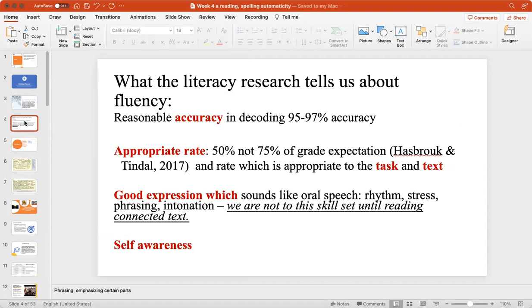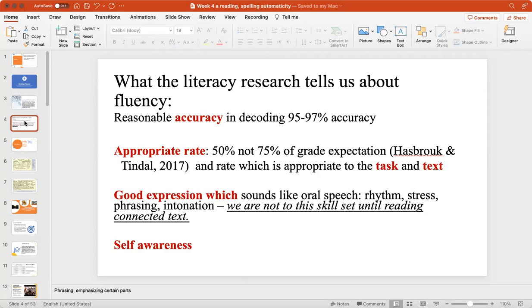So in the research about fluency, what we find is that we want our students to have reasonable accuracy. 95 to 97% accuracy is what is reasonable, and I'm going to show you that very graphically in a moment. Appropriate rate is also really important, because many times fluency has been misinterpreted to mean that we want our students to read really, really fast. And that is not appropriate rate.